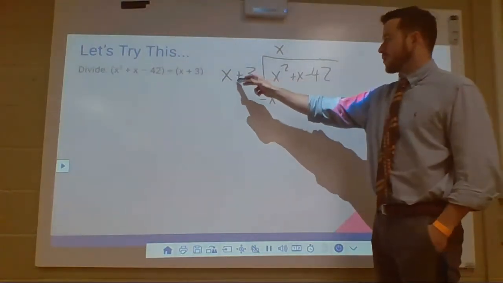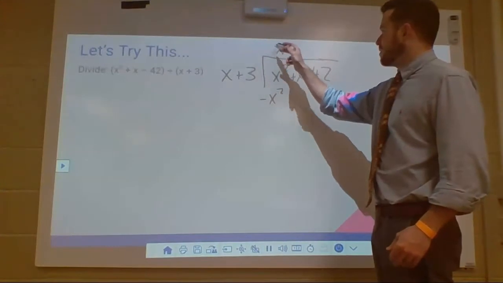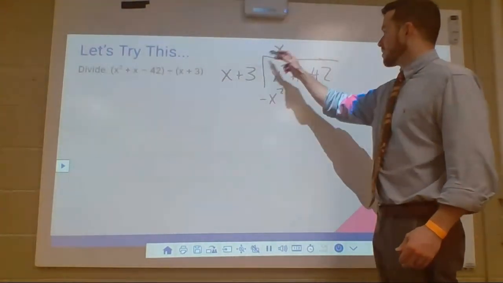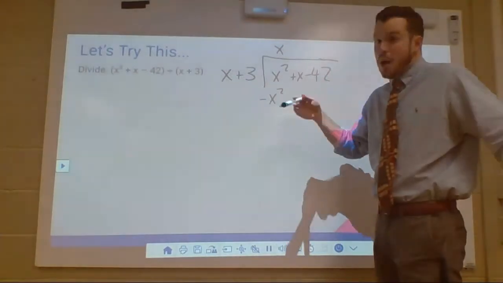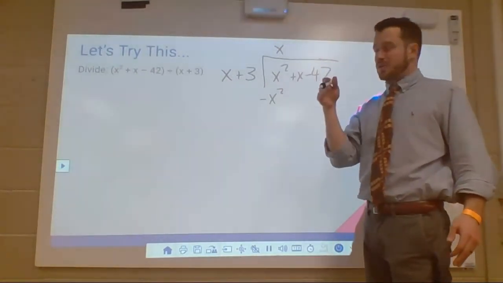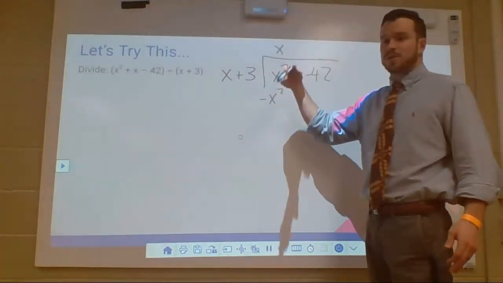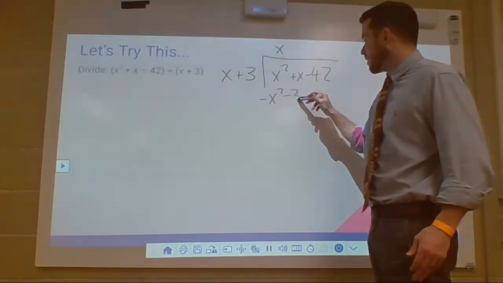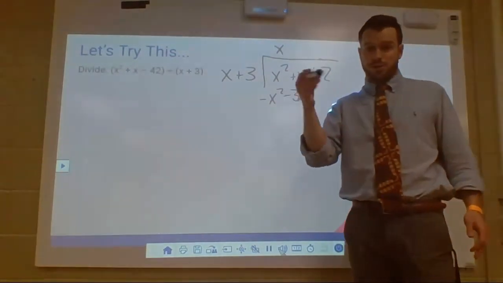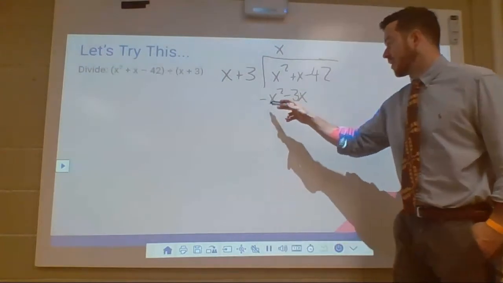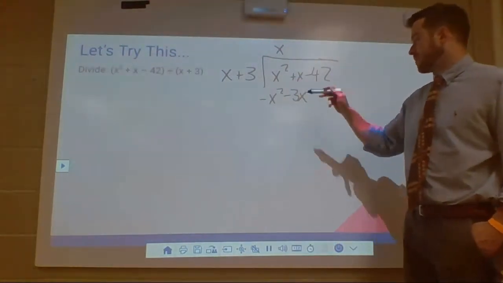Now, here's where that plus 3 comes in. We're going to take that plus 3 and say 3 times x is 3x. So 3 times x is positive 3x, but I'm going to subtract that as well. If it's positive 3x, I'm going to change that to minus 3x. If you need to rewatch that, make sure you do. Rewind that and see how I got negative x squared minus 3x.